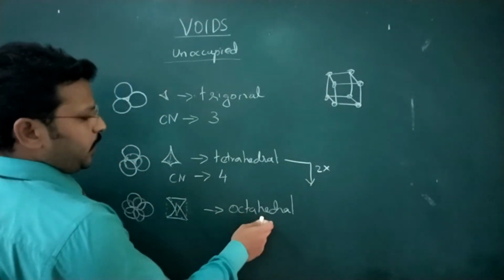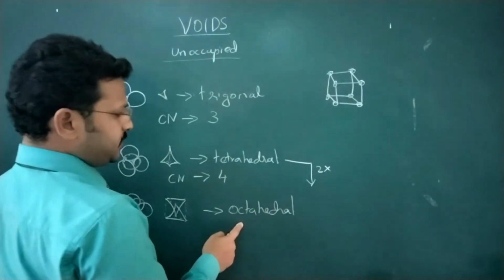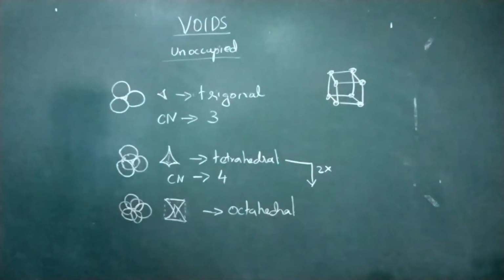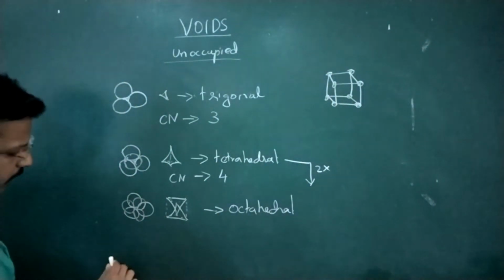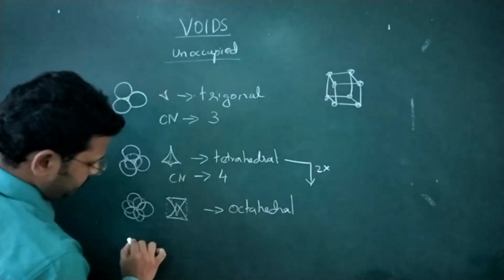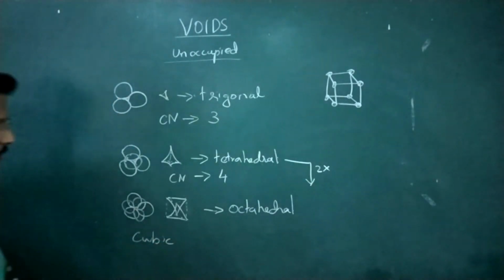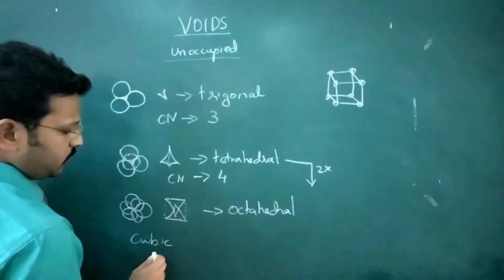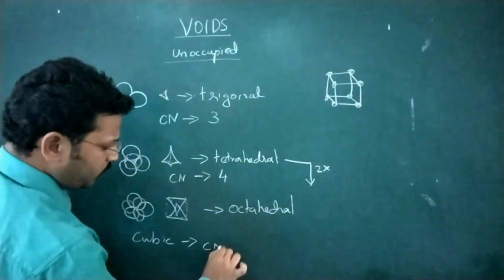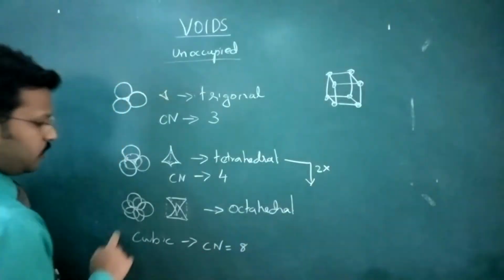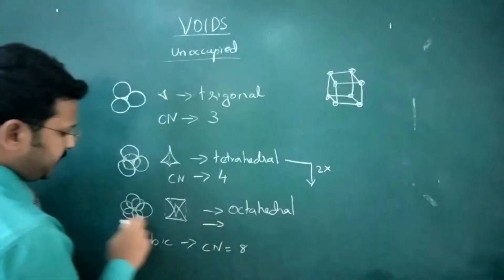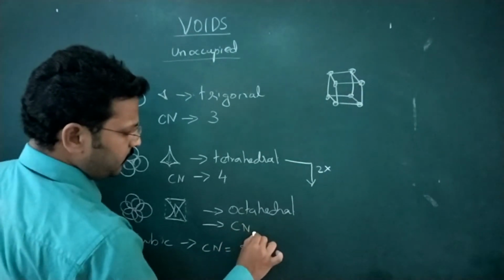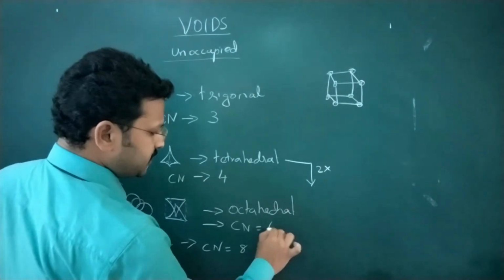So the number of octahedral voids present in a cube is 2 times the number of tetrahedral voids present in the cube. And the 4th one is the cubic void. The cubic void resembles a simple cube and has coordination number 8. For the octahedral void, the coordination number is 3 atoms in the first layer and 3 atoms in the second layer, so the coordination number of an octahedral void is 6.